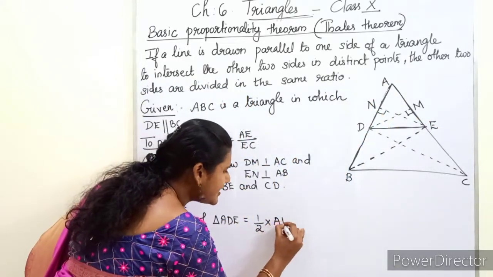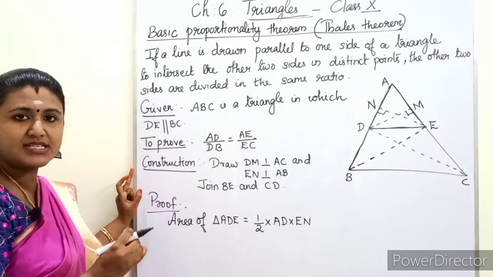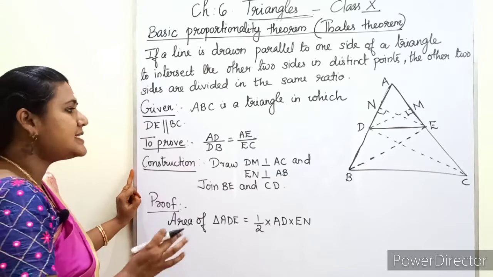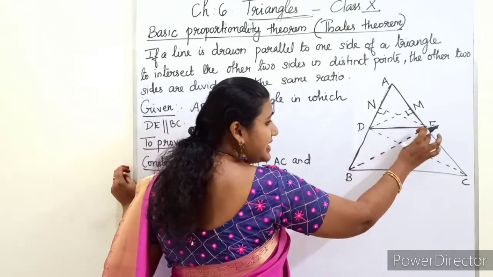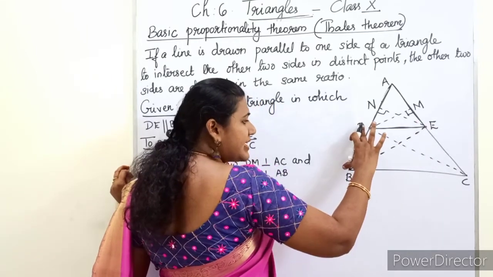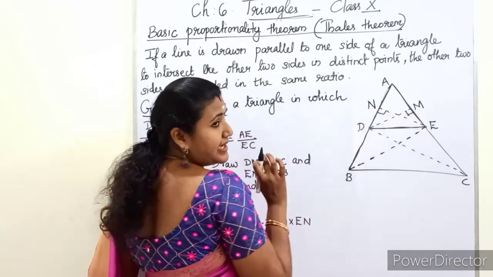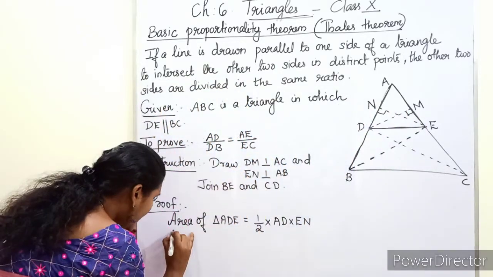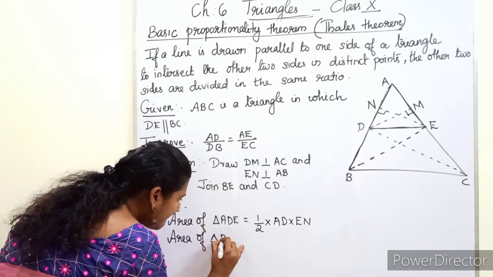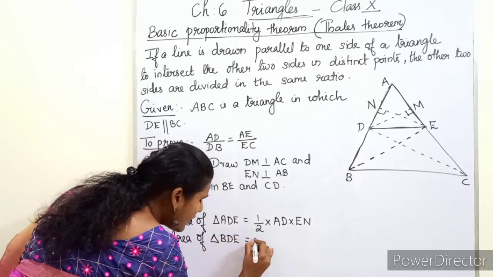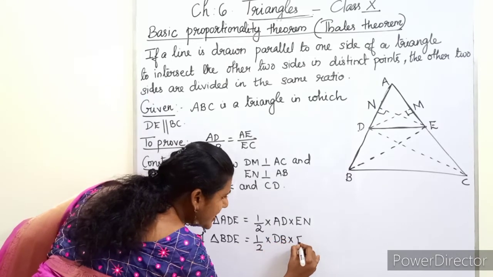So we can write AD into EN. So this is the area of the first triangle ADE. Similarly, we will find out the area of the triangle BDE. For this triangle, we will consider BC as base and height is EN. So we can write area of triangle BDE is equal to half into DB into EN.